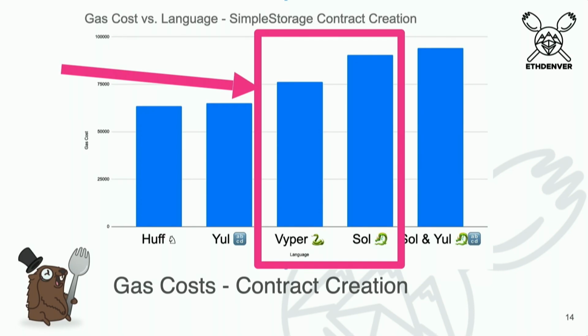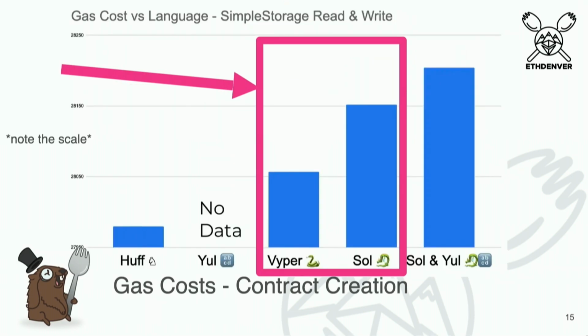What? How could that be? All I do is Solidity. Okay, well, cool, that's just deploying the contracts, Patrick. What about running the contracts? What about reading that storage variable? What about setting that storage variable? How's the gas look there? Well, I hate to break the news to you, Vyper is more gas efficient there as well.